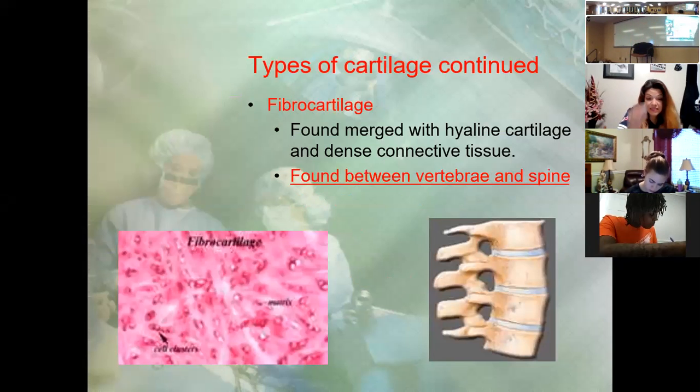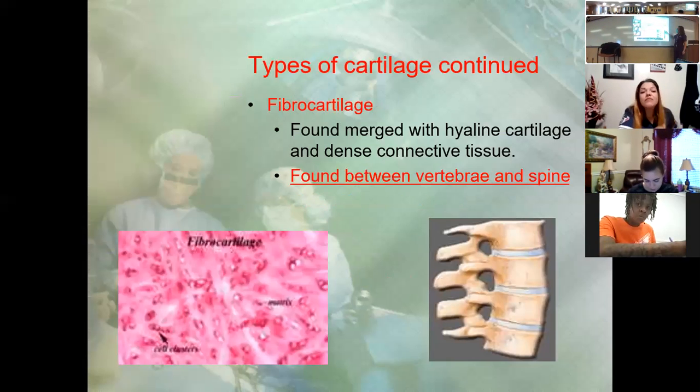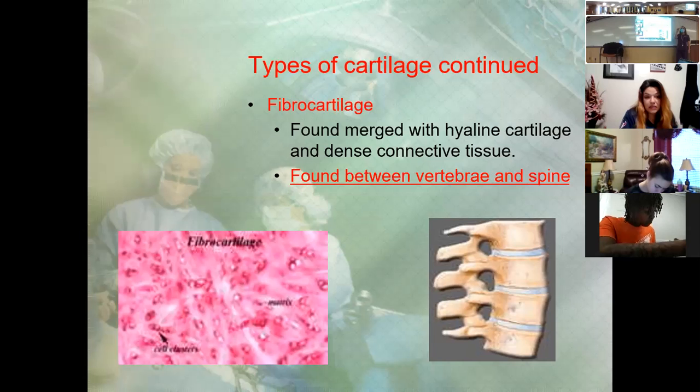All right, finally we have our fibrocartilage. Very, very dense. This is the cartilage that you're going to find primarily between your vertebrae. It's mainly used as a shock absorber and to prevent the bones from rubbing directly on the other bones. Now, this is not the disc. The disc is a fluid-filled pillow that also acts as a shock absorber. If we're looking at this picture right here, this is the disc. Where we would see the cartilage is lining the edges of these two bones.